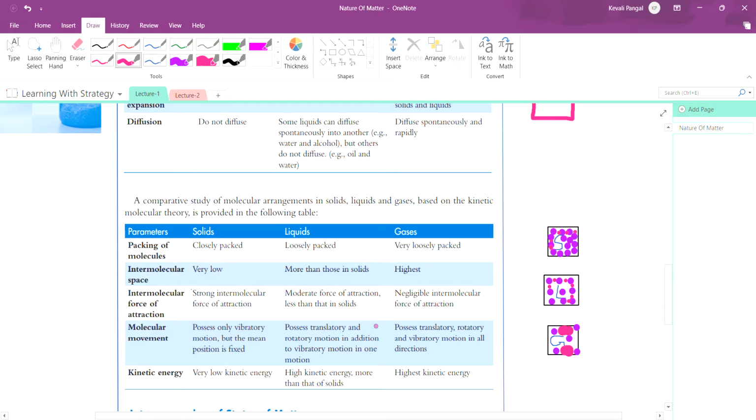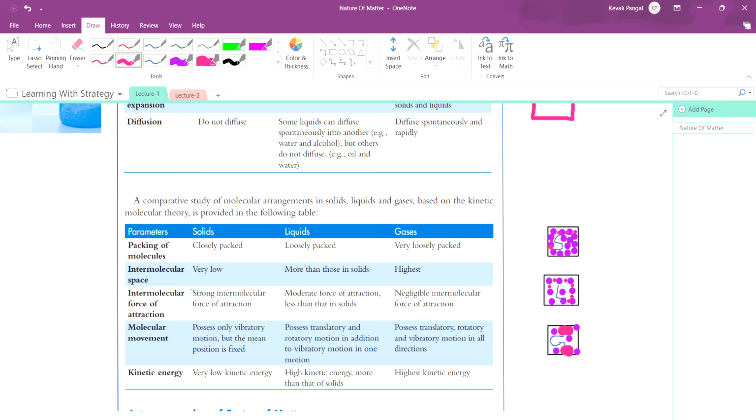Molecular movement. It can vibrate only, it can't move as there is very much less space between them. Therefore they can vibrate, but their mean position is fixed. In liquids, they possess translatory and rotatory motion in addition to vibratory motion. They are having space, therefore they possess all these motions. And in gases, they possess translatory, rotatory and vibratory motion in all directions.